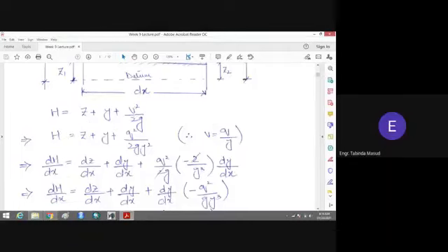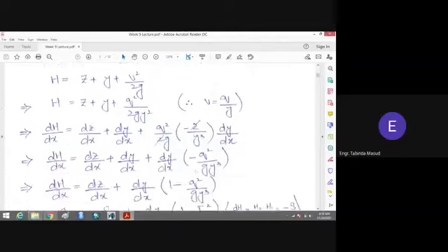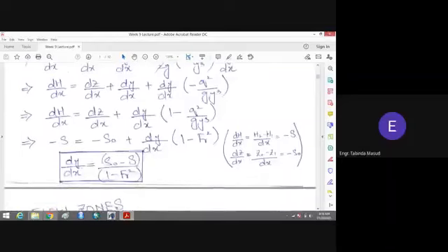You can see here V is equal to Q divided by Y, which means we are going to derive the equation for a rectangular channel. This equation is valid for the rectangular channel, and you can see that I have taken a derivative with respect to x. When you take the derivative and simplify the equation, you will get this result: dy by dx is equal to S naught minus S divided by 1 minus square of the Froude number.